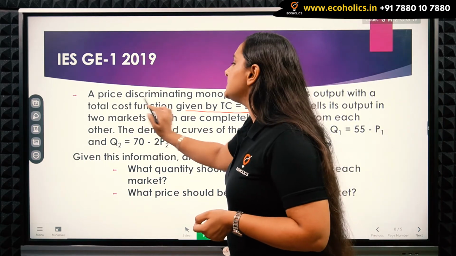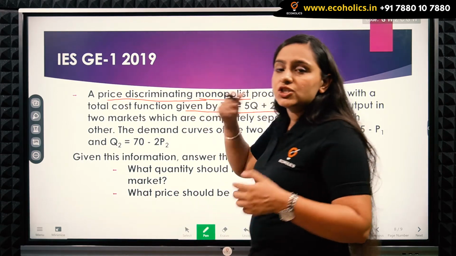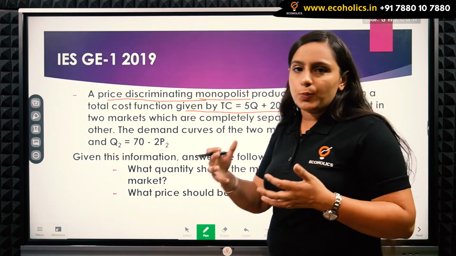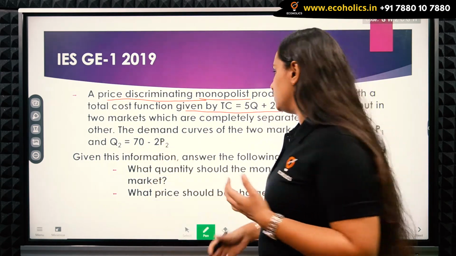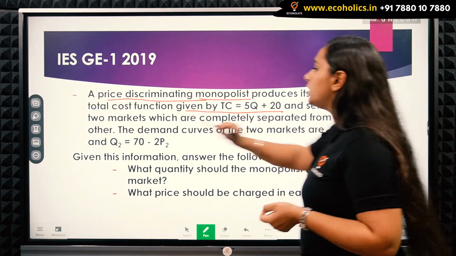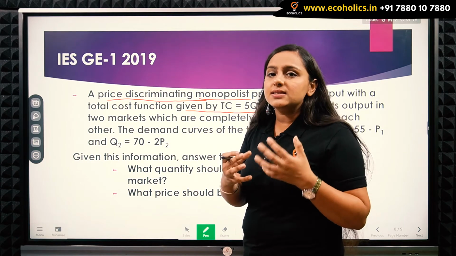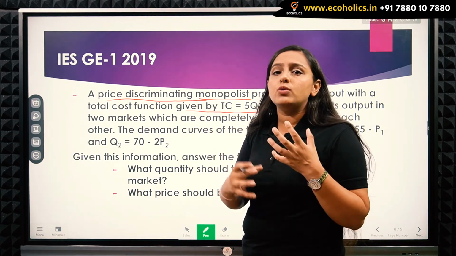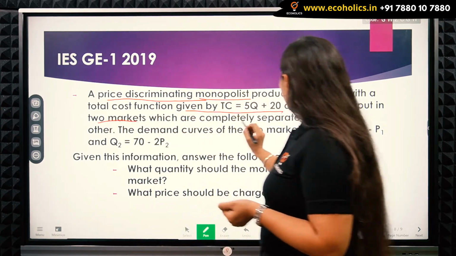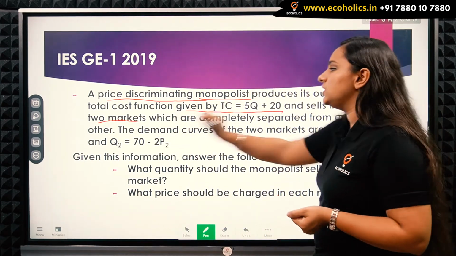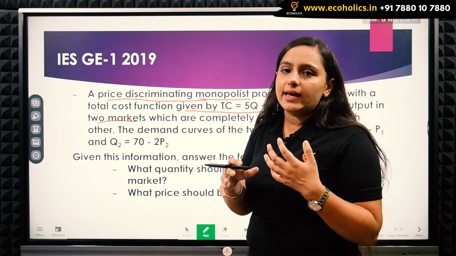So we have a price discriminating monopolist. What happens with these monopolists is that they can charge different prices from different groups of people, or from different markets. So the monopolist sells its output in two markets and is going to price discriminate between them. The two markets are completely separated from each other, so no reselling is allowed.